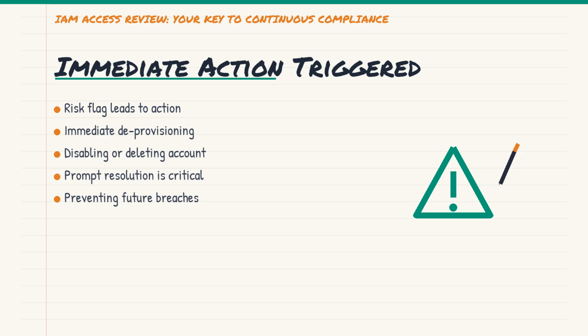This might involve a quick call to the IT security team or triggering an automated workflow if one exists for vendor offboarding. The key is that the identification of the issue leads directly to prompt resolution. This prevents potential misuse or data leakage from that lingering access.